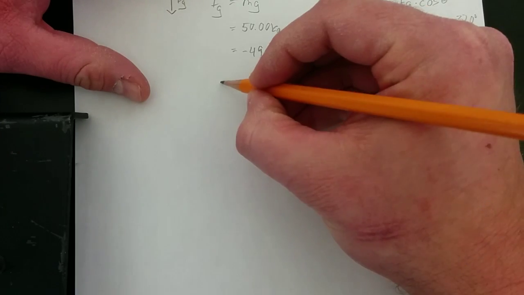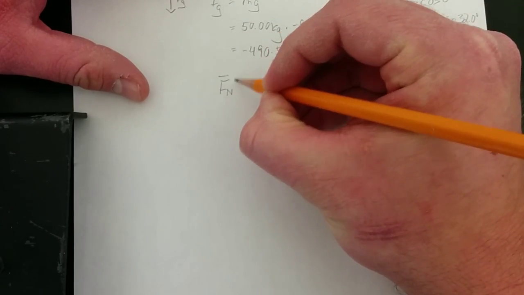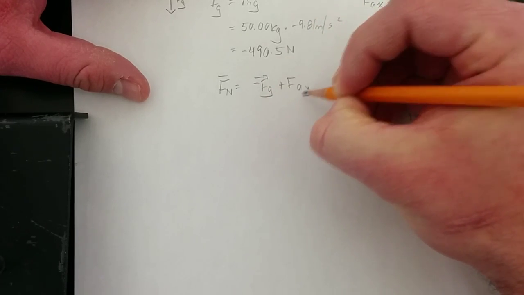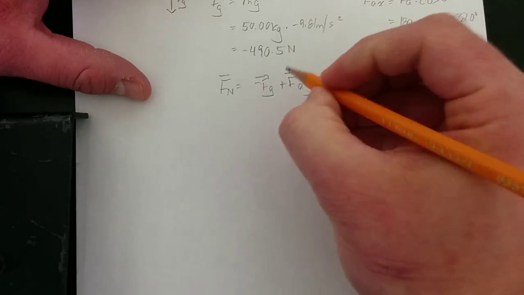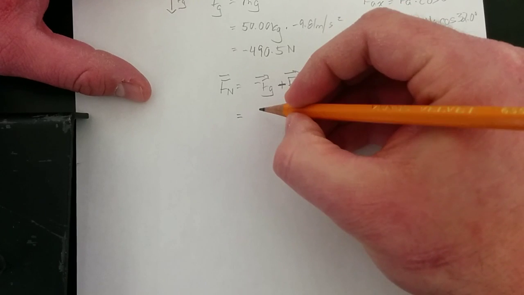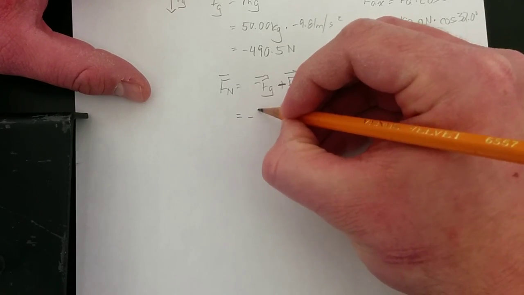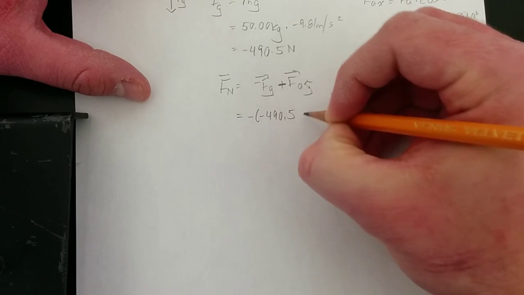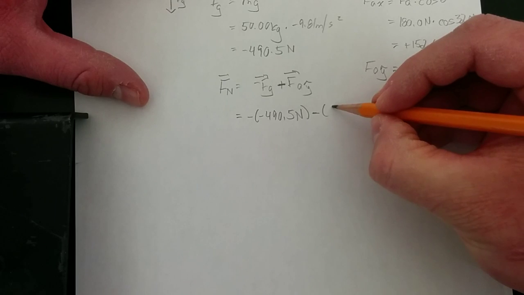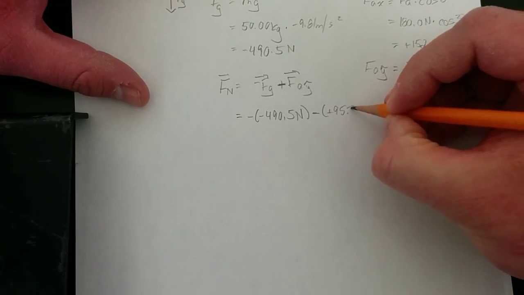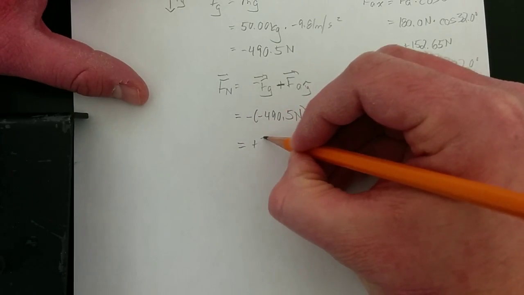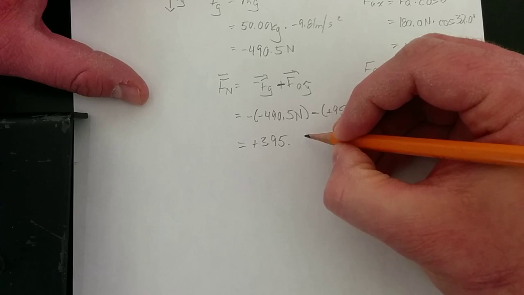So I'll move up here. Normal force, just rearrange that equation, is going to be negative Fg plus Fay. Oops, it shouldn't be plus, it should be minus. All right, negative Fg. We calculate that to be negative 490. So double negative is going to be important here. Minus our positive value, 95.39 newtons. And that gets us the value for a normal force, positive 395.11 newtons.